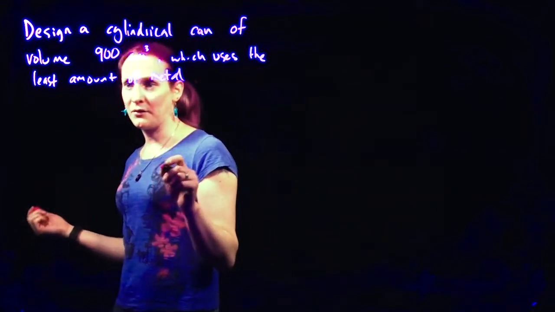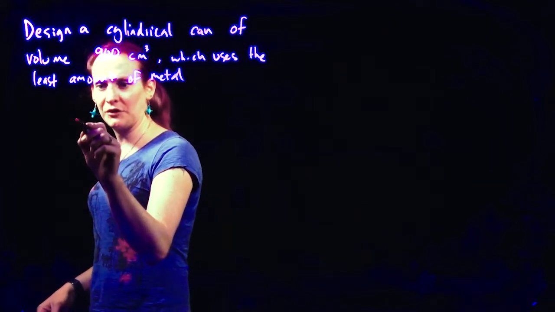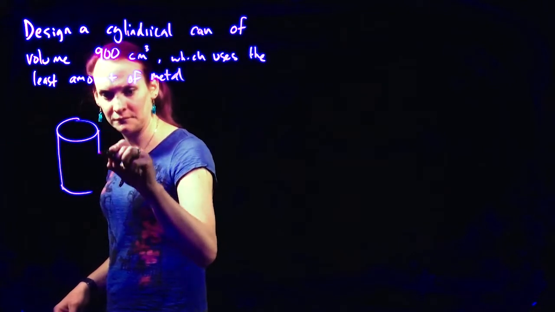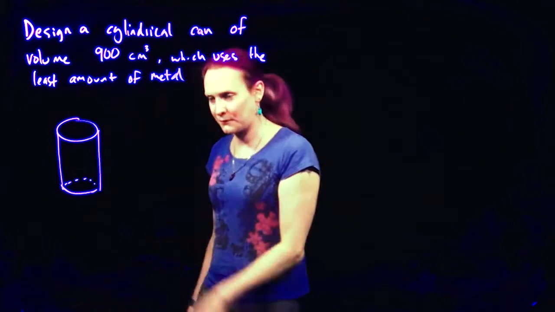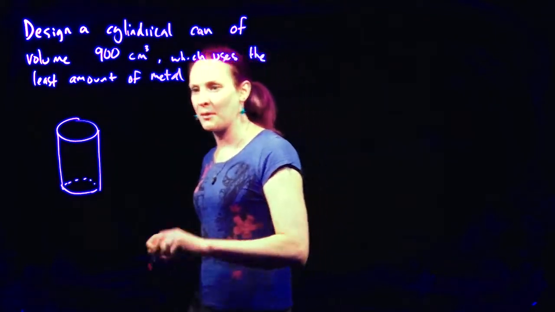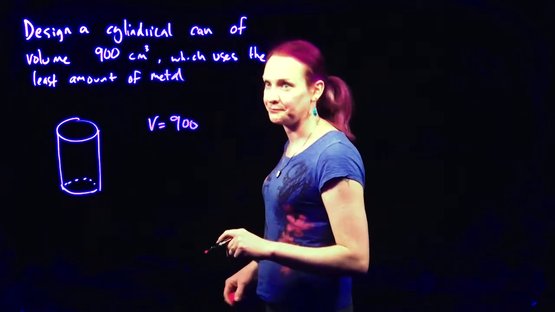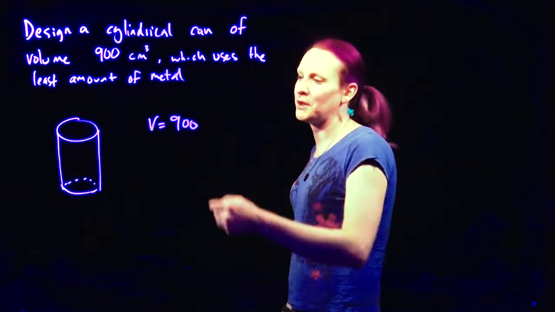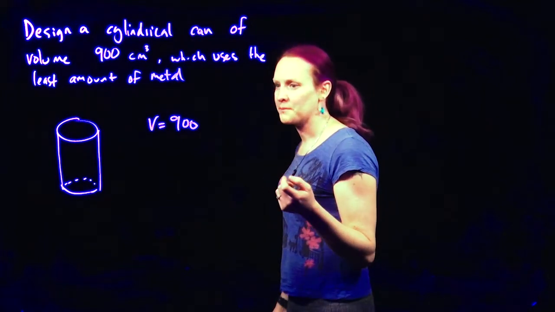But for me, these problems all start with a picture. So let's draw a cylinder. Okay, so here's my cylindrical can, and the volume equals 900. I'm just going to write down what I know. I'm just going to make up a symbol. They didn't tell me to use V, but I did. I used the volume, which was 900.